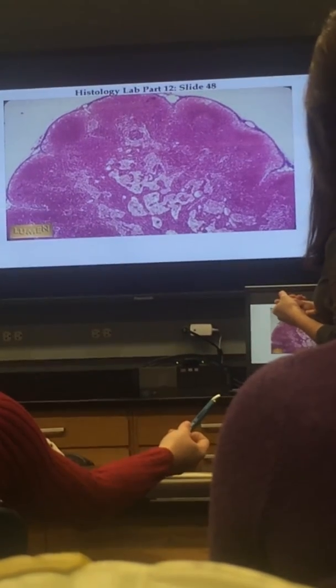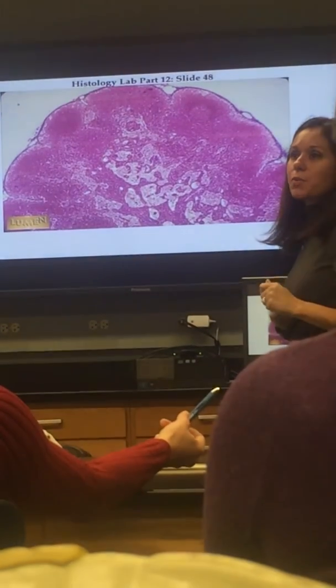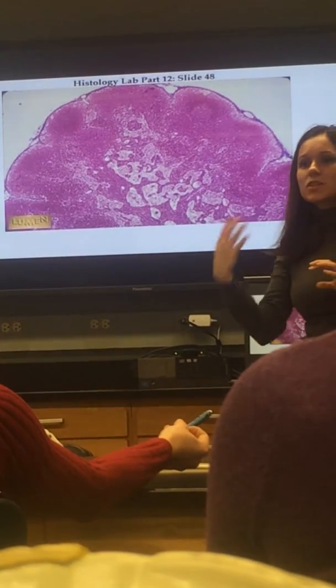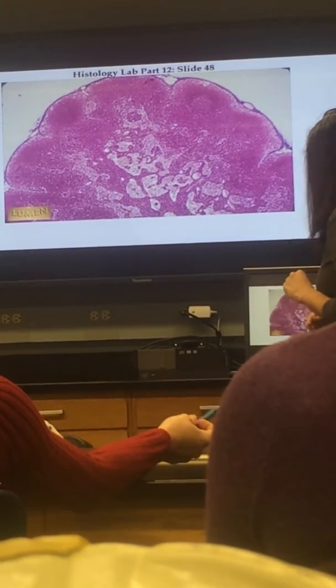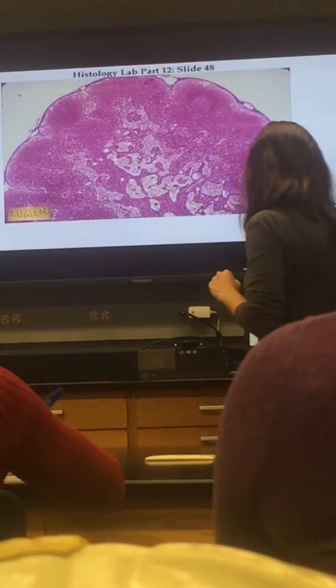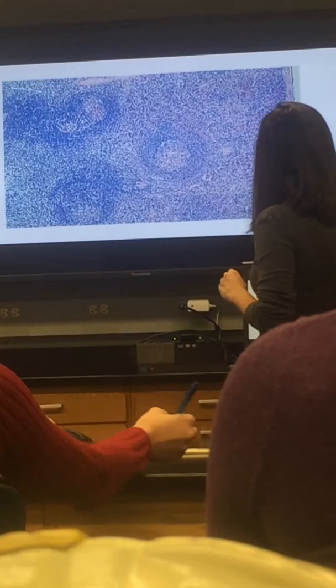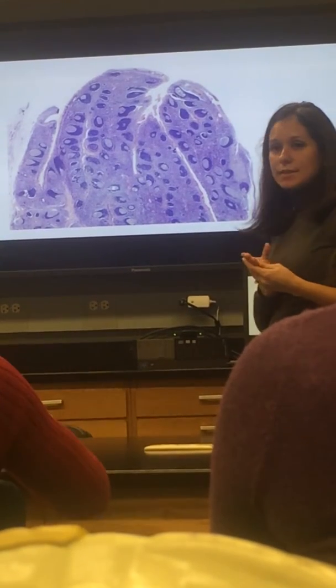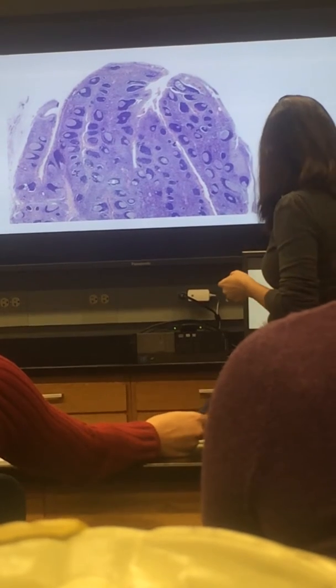Oh, I know. Lymph node. Where do you have your lymphatic nodules within the lymph node? Cortex or medulla? Cortex. So this would be the cortex of the lymph node. This would be the medulla. Let's see. Spleen. Again, you guys had a lot of trouble with the spleen, so make sure you review that. Palatine tonsil.